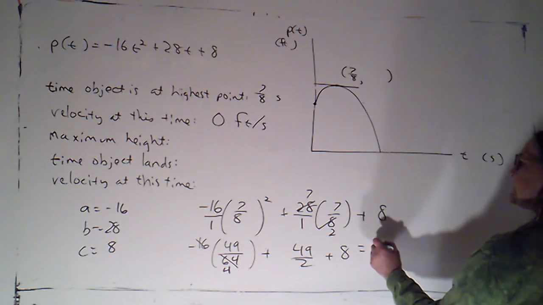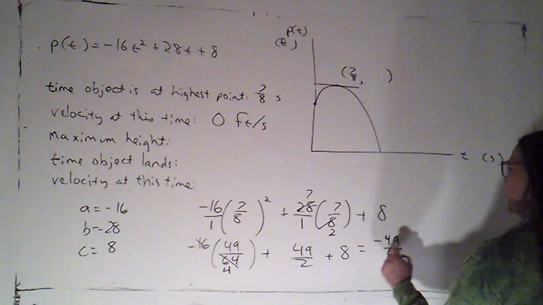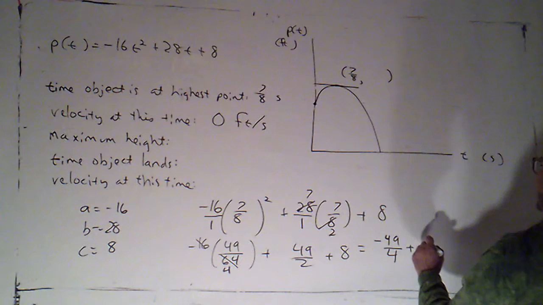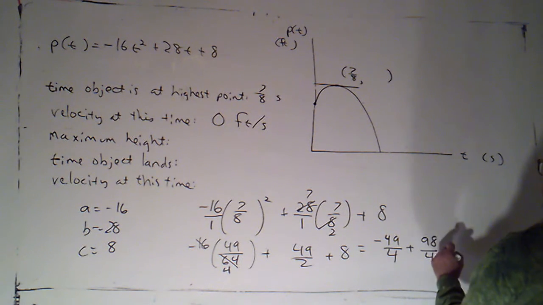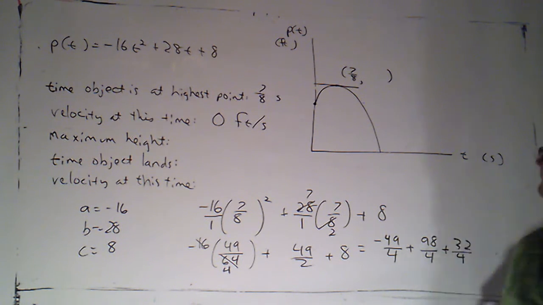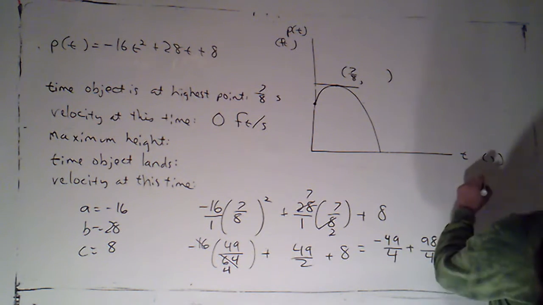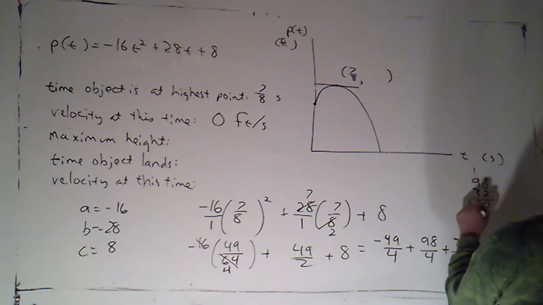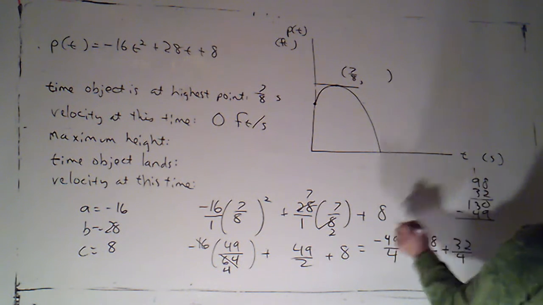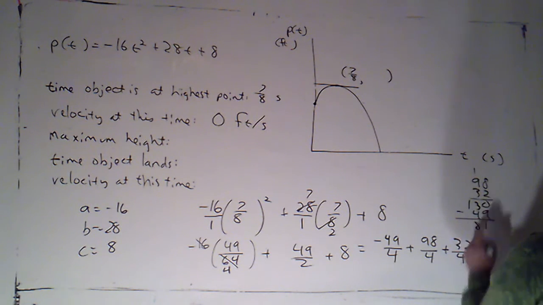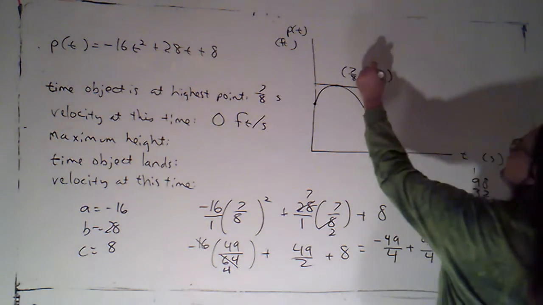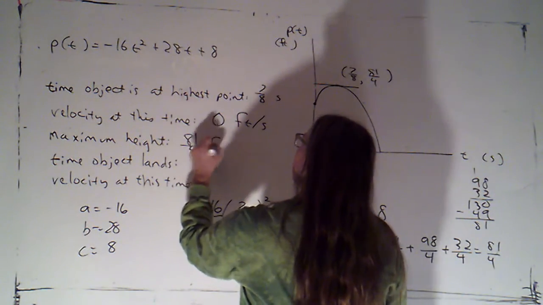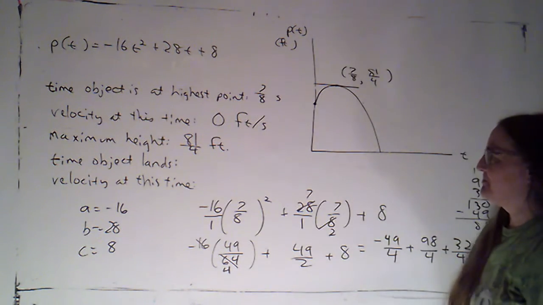Okay. So I can say this is going to be negative 49 fourths plus, just getting a common denominator of 4, I'm going to say that's 98 fourths plus 32 fourths. And then let's see, 98 plus 32, that's going to be 130, and then subtract the 49, that's going to be 81 fourths. Okay, so the maximum height is 81 fourths feet above the ground.